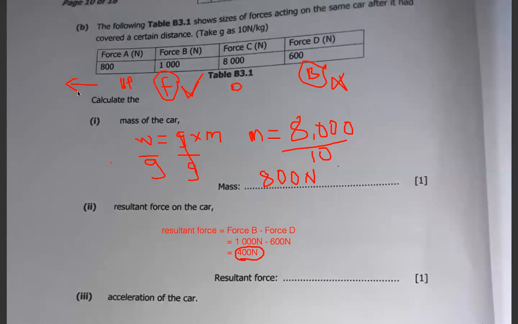That's our resultant force. So it's because of this force that caused this car to accelerate. And that's why this question says find the acceleration. So we say force is equal to mass times acceleration. So to find the acceleration, we are going to divide force by mass. So we say force over mass.